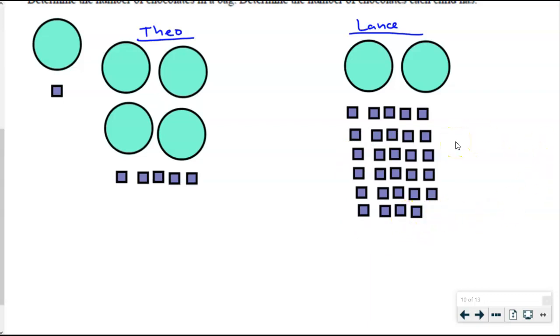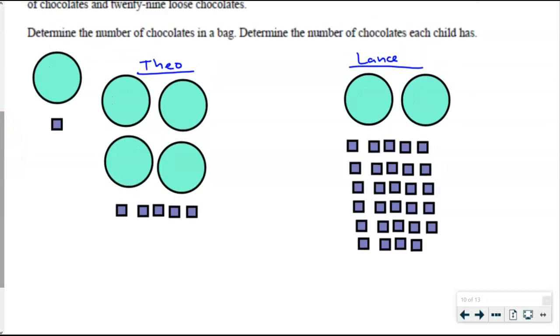All right. And what is the one thing that we know about them? They have the same amount. So somehow Theo's 4 bags and 5 extra chocolates ends up being the same as Lance's 2 bags and 29 chocolates. What? How does that work? They are the same. How do we use that information to figure out how many chocolates are in a bag? We're going to pause the recording as you guys think about that. How do we use this to figure out how much chocolate is in a bag?